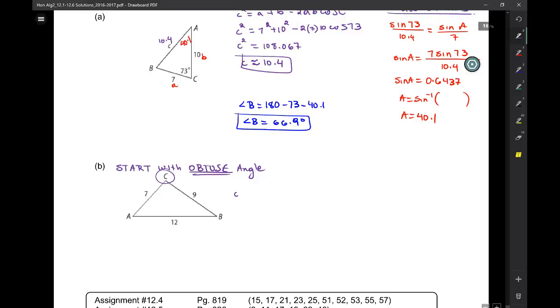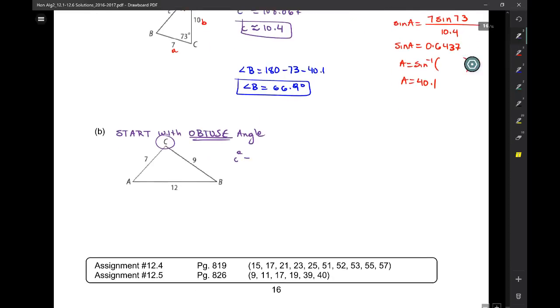So I say, well, the biggest one, the biggest angle. So the one that faces the biggest side, okay? So C squared is equal to A squared plus B squared minus 2AB cosine of big C. So 12 squared is equal to 9 squared plus 7 squared minus 2 times 9 times 7 cosine of C.